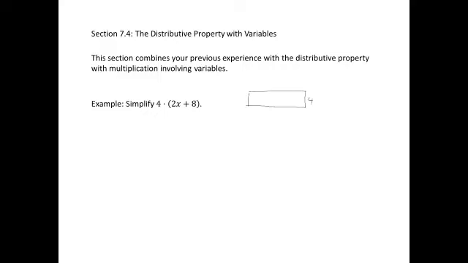If this side has length 4, and we cut this part into length 2x and length 8, then the total area of the rectangle is the sum of the two smaller areas. The area of the rectangle on the left is 8x, and the area of the rectangle on the right is 32, so the total area is 8x plus 32. How does this look algebraically?